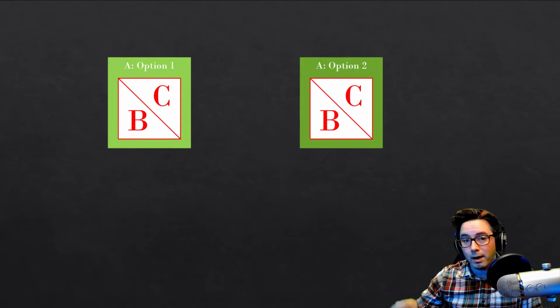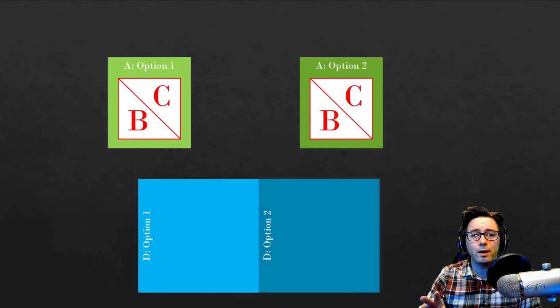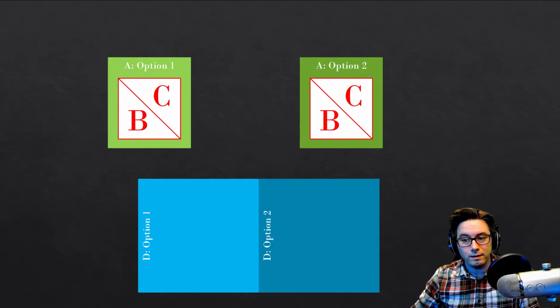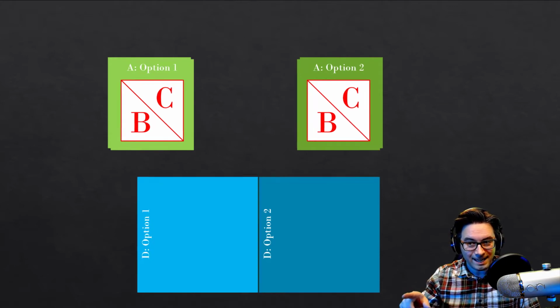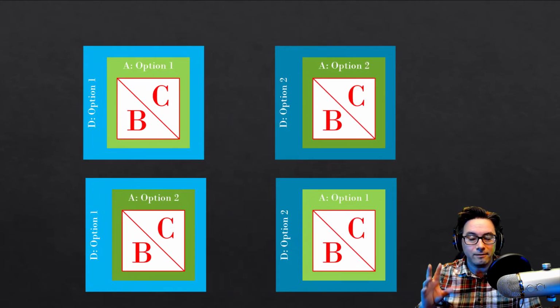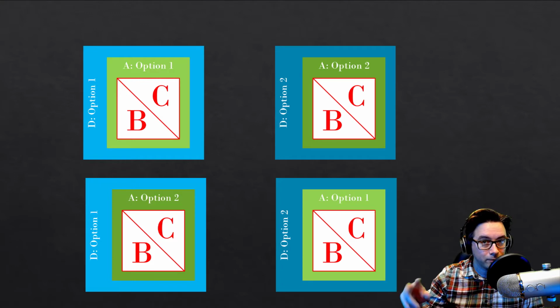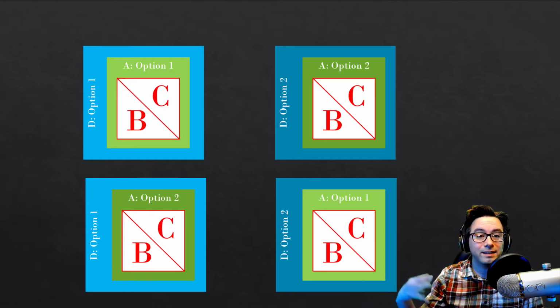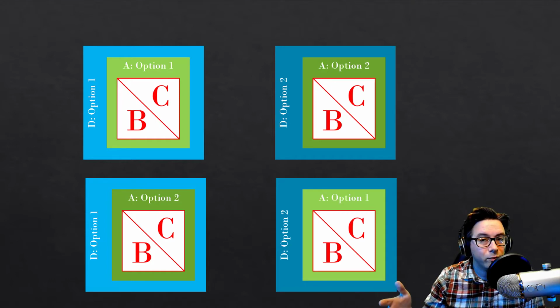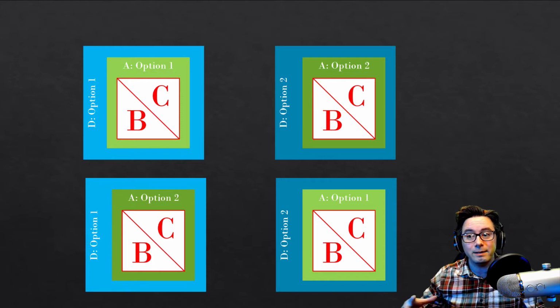If we want to keep going and do four, let's say the fourth variable, D, has two options. Then we have to do this again and again. We have to do the two options for A for option one of D, and the two options for A for option two of D. So it just gets to be a little bit intense. Maybe it wouldn't be so much if we knew what the values were, but the idea is it gets to be a lot at once.